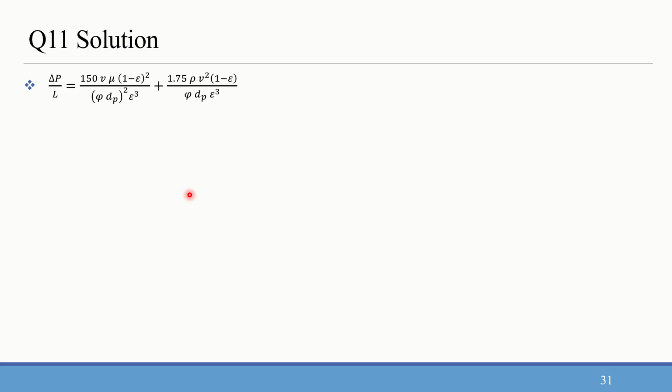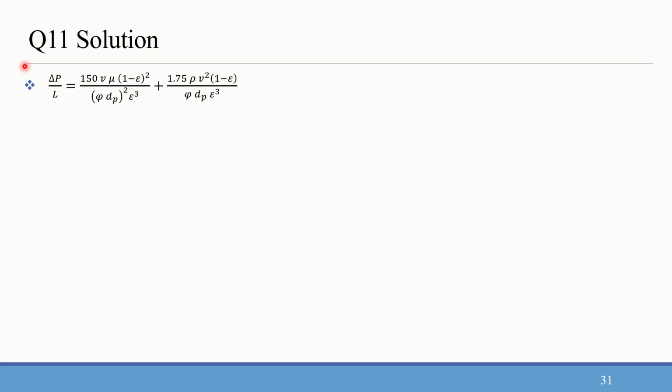So for that, if it is a packed bed, what is the equation we use? It is delta P by L is equal to 150 into V into mu into (1 minus epsilon) whole square divided by phi squared dp square epsilon cube, plus 1.75 rho V square into (1 minus epsilon) divided by phi dp into epsilon cube. So this is for the packed bed condition.